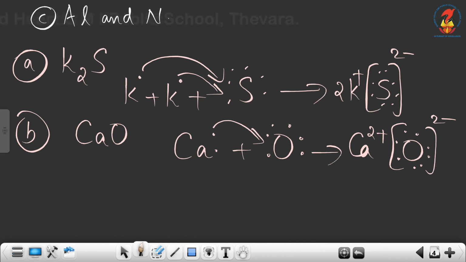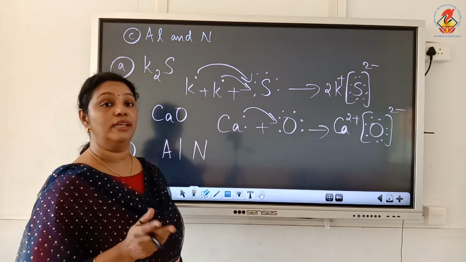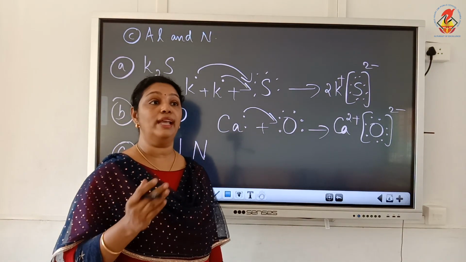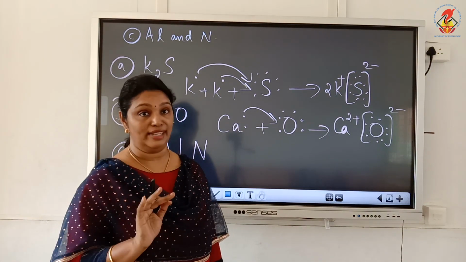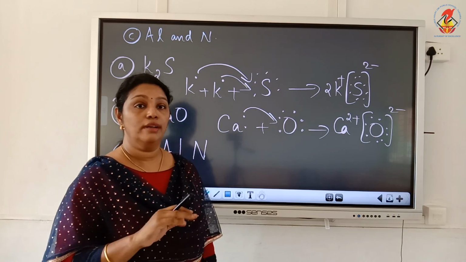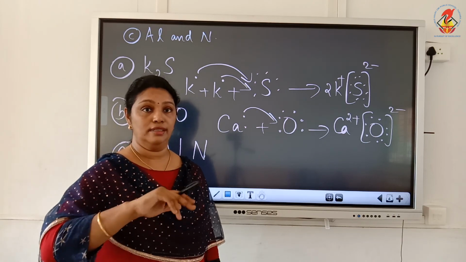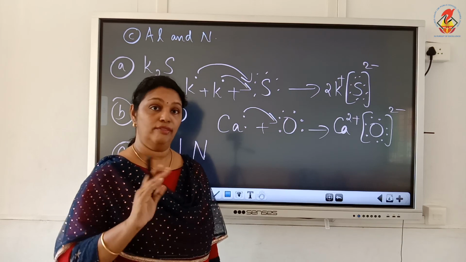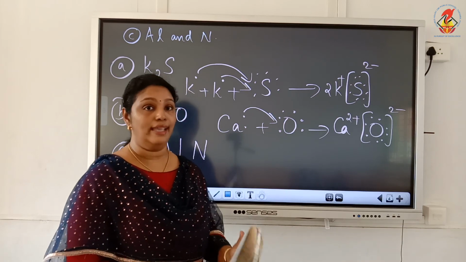Now the third compound is between aluminium and nitrogen. Aluminium and nitrogen combine to form aluminium nitride. You know that aluminium valency is 3 and nitrogen also can show valency 3. So Al3N3. We will not write 3, instead we will write it as AlN.